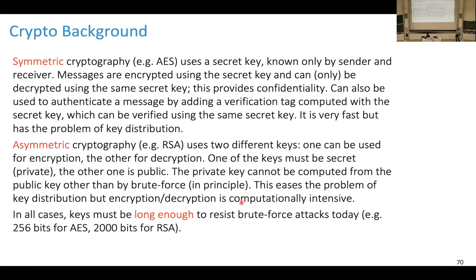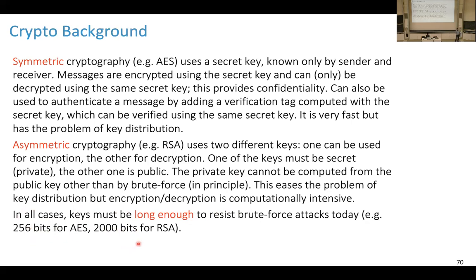For example, if I would like to compute a tag, it can take around 10 to 20 milliseconds. So in all cases, you must be aware that the key must be long enough to not be decrypted. So in AES, in symmetric, this is 256 bits, and in asymmetric, it's 2000 bits.